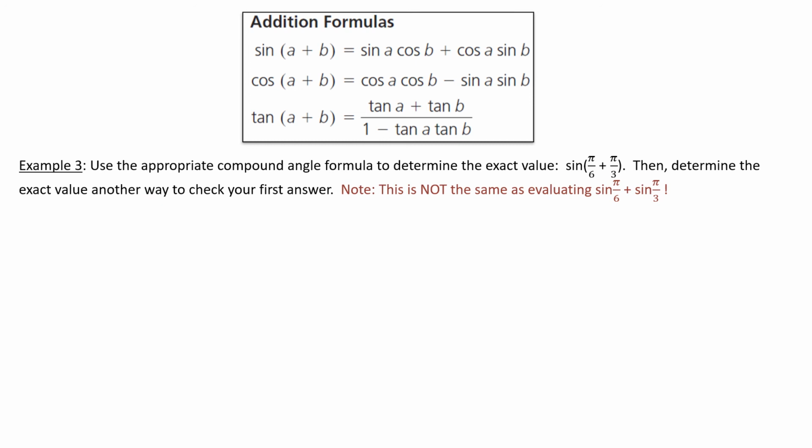So let's start with method 1 here. Let's write down the question: sine of pi over 6 plus pi over 3. We're looking for sine of that. So I'm going to go right to my formula. A's get switched out with a pi over 6. B's get replaced with a pi over 3. Okay, press pause and do it. There we go. Hopefully yours matches mine.